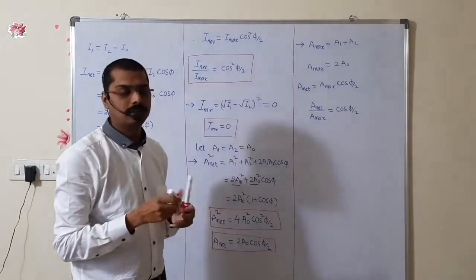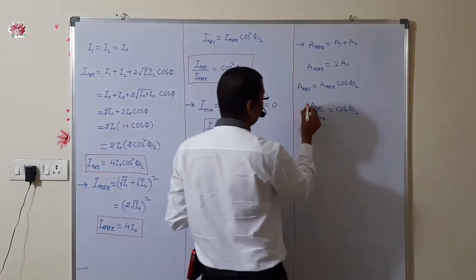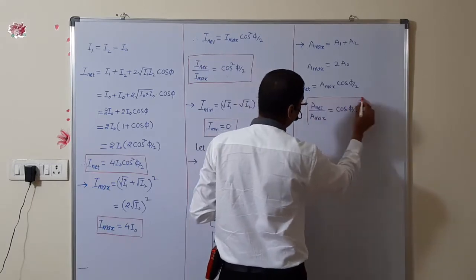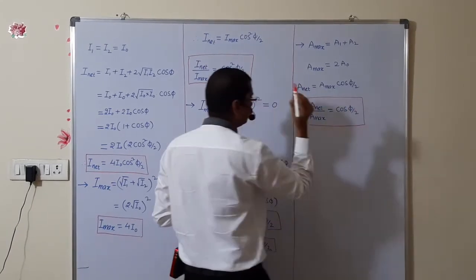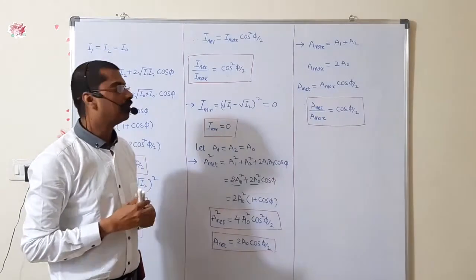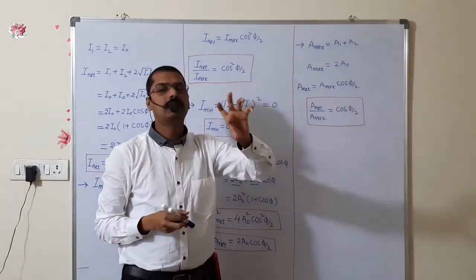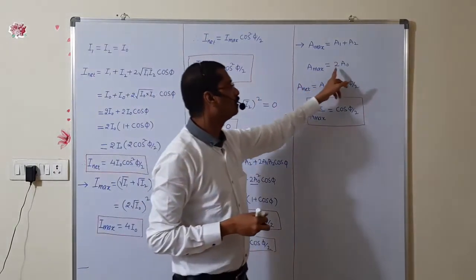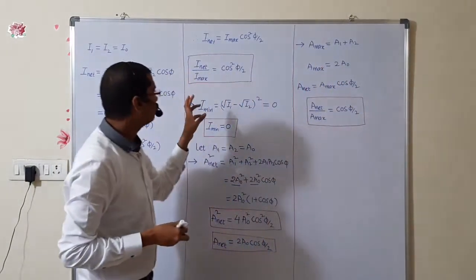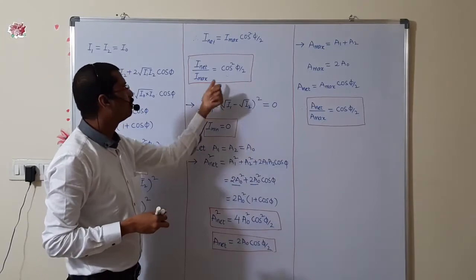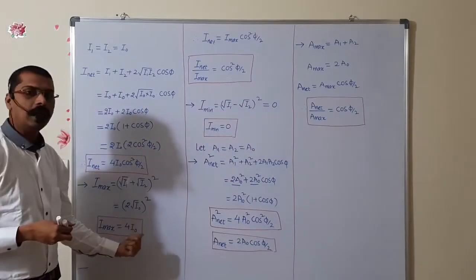Whenever the two individual waves have common amplitudes, then we can find A net and A maximum. Whenever the two waves are identical, A maximum is 2 A naught. When two waves are identical, I maximum is nothing but 4 I naught.